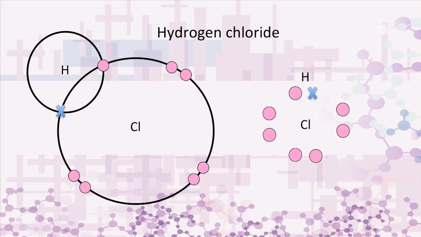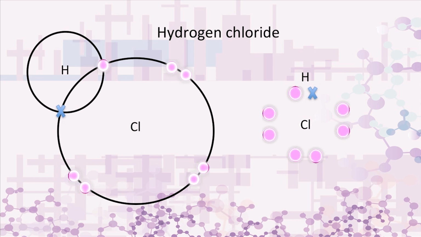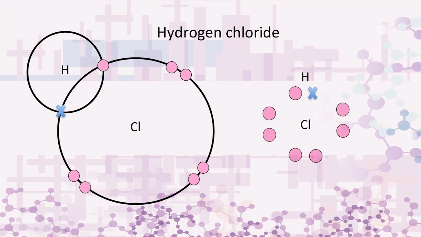You can also use dot and cross diagrams for covalent compounds. This is hydrogen chloride. Note the cross represents hydrogen's electron and the dots are chlorine's electrons. You can draw it in the 2 different ways shown here. Both will get you the marks in the exam.